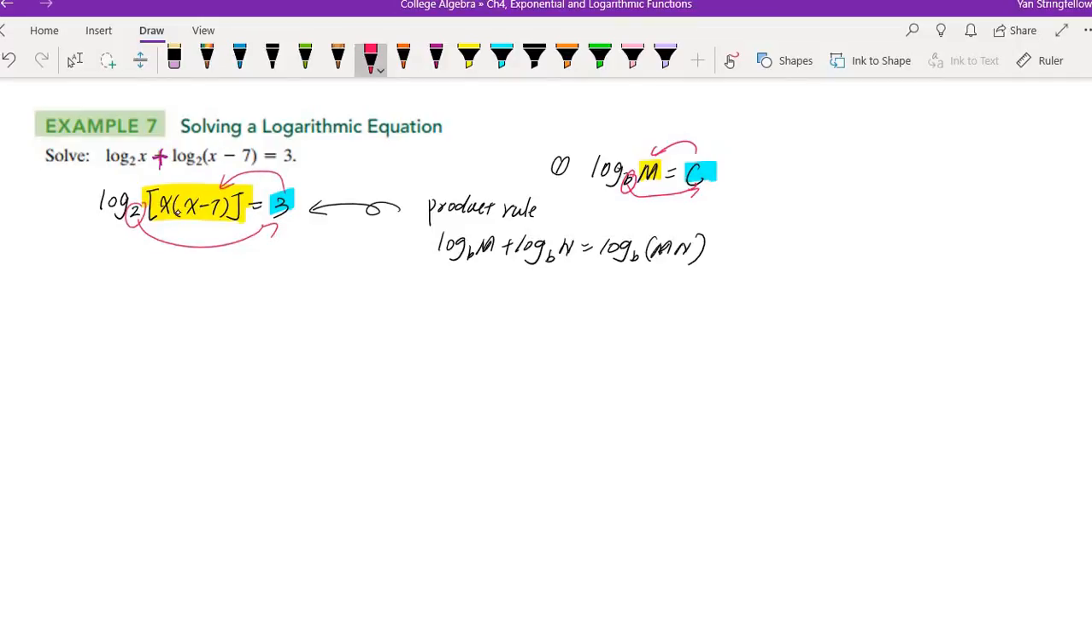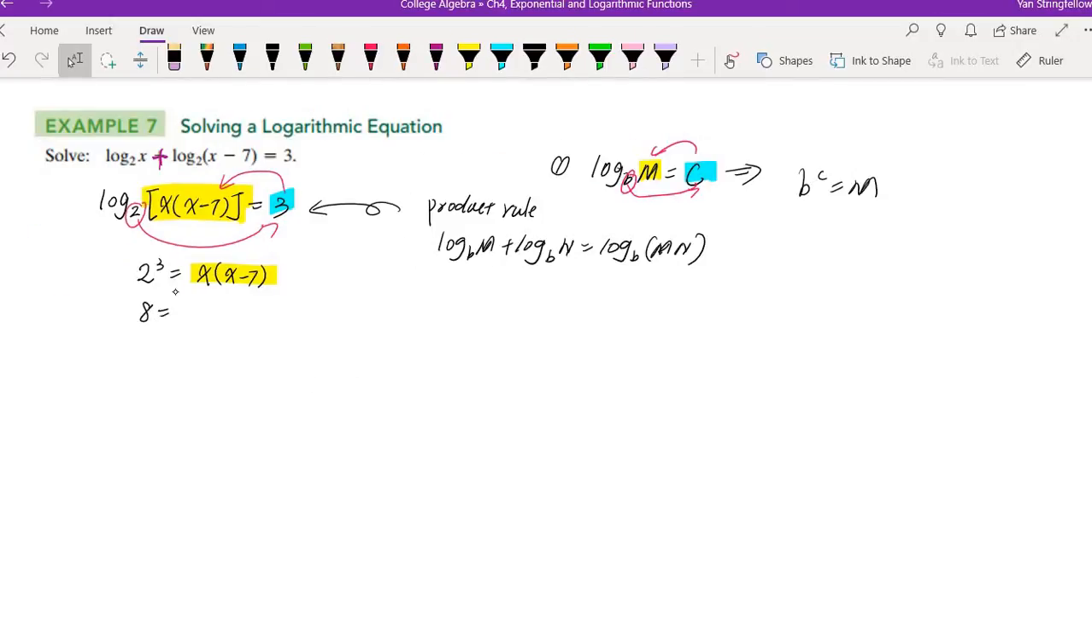Okay, you can simplify this. If you want to do distribution first, that's fine. It doesn't really matter. Okay, so we're going to have 2 to the third power equal to this whole thing, x multiplied by x minus 7. Right, so that is the part right here. So we have to recall we did this: b to the c power gives you m. Okay, now we're just going to simplify.